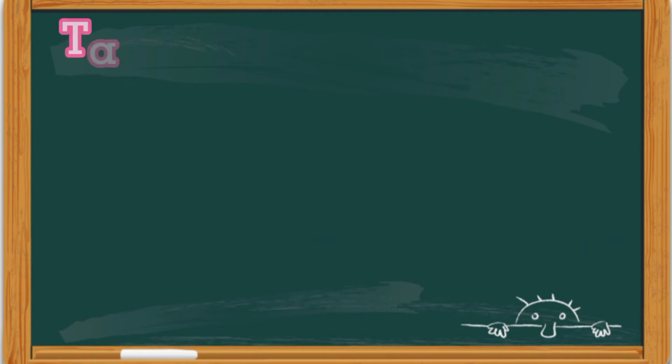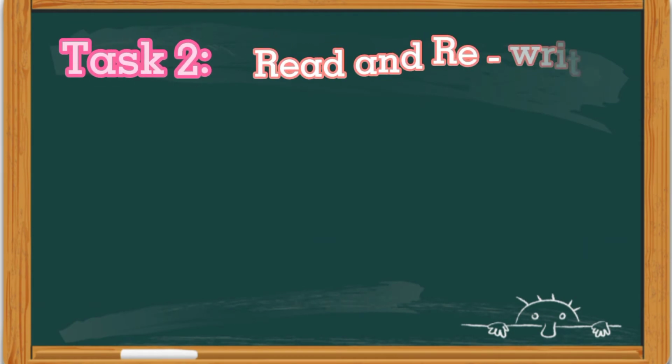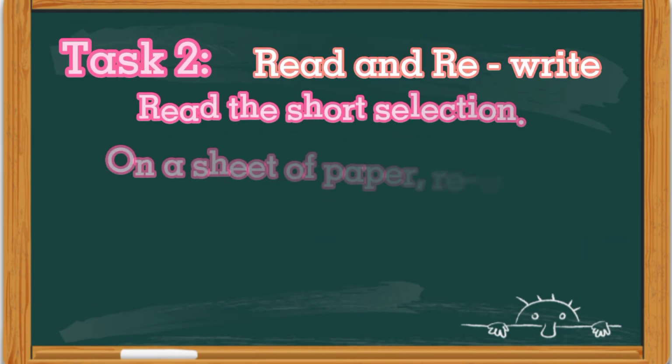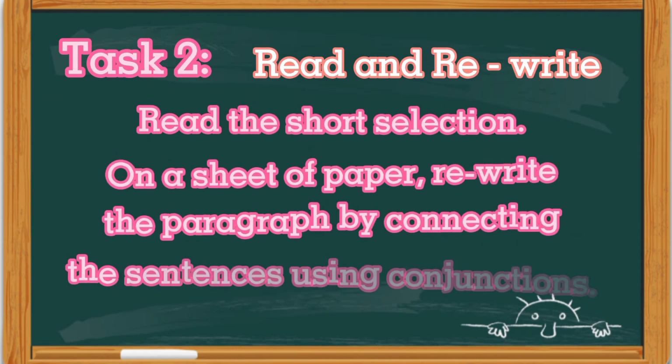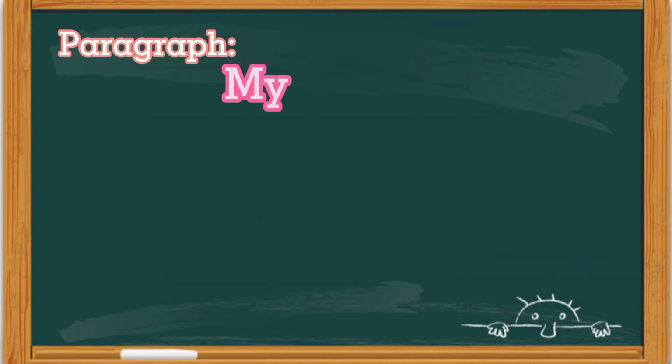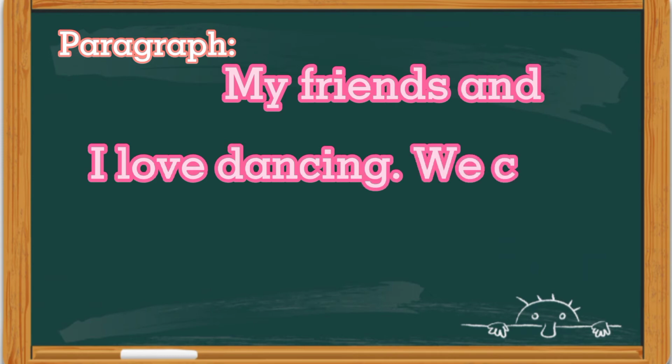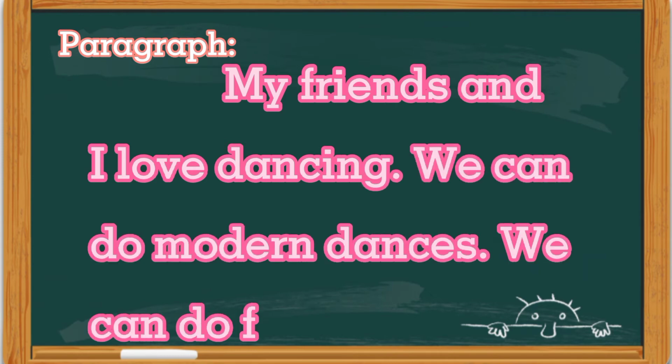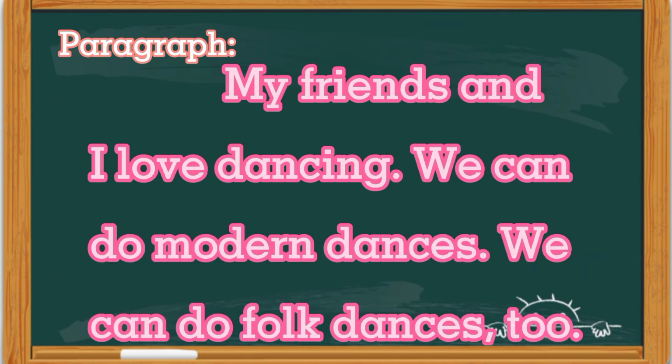For task 2, read and rewrite. Read the short selection on a sheet of paper. Rewrite the paragraph by connecting the sentences using conjunctions. My friends and I love dancing. We can do modern dances. We can do folk dances too.